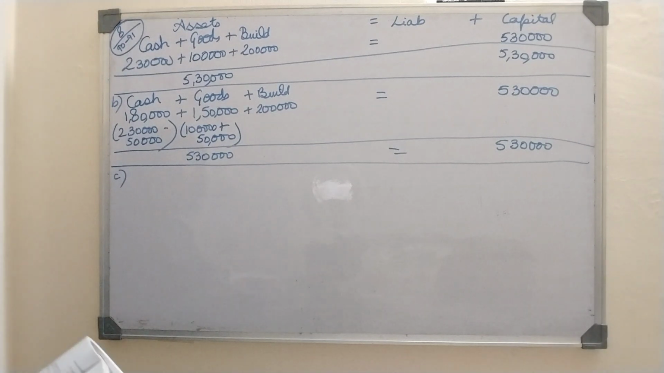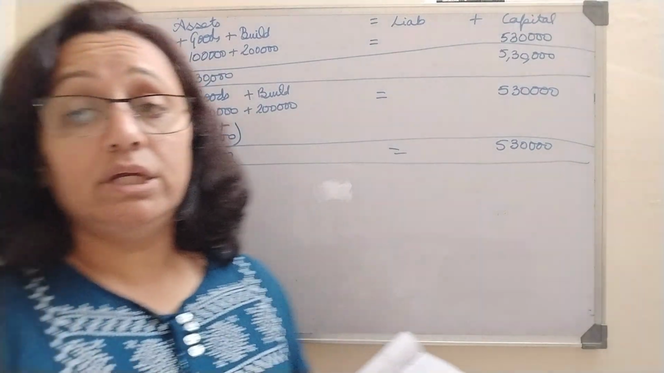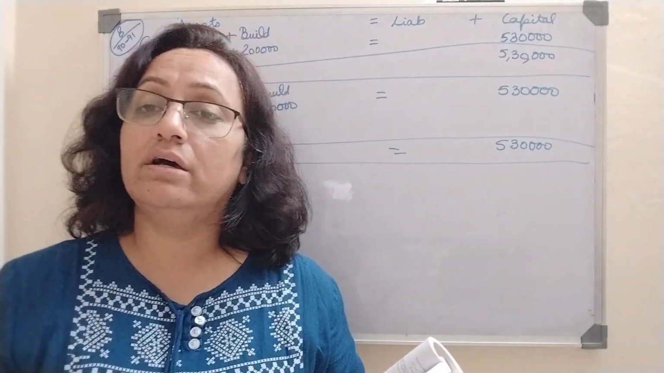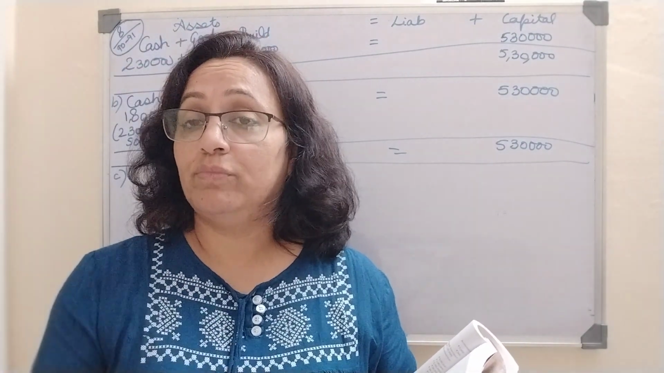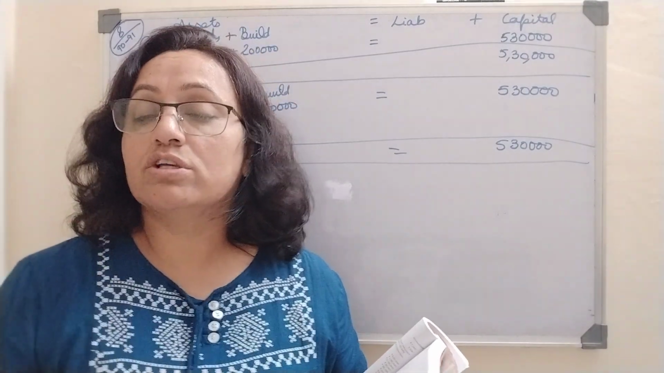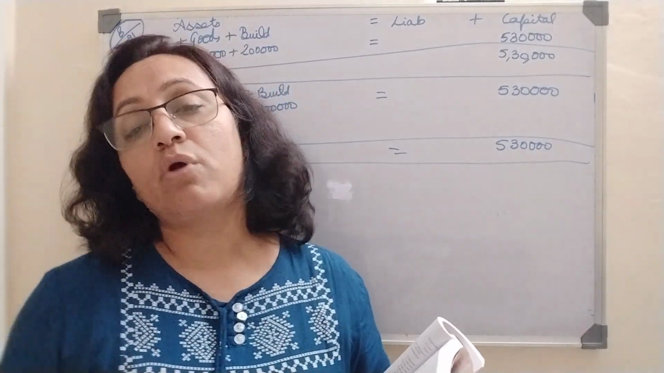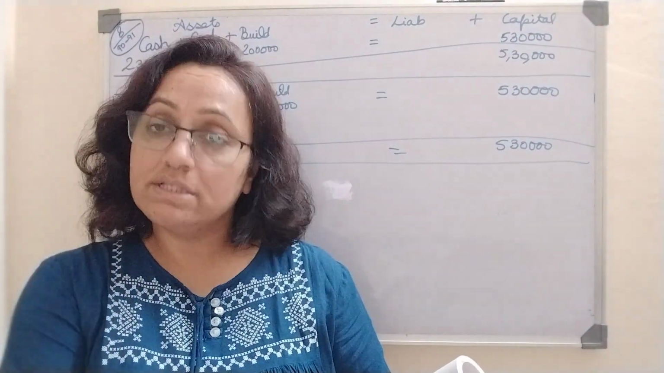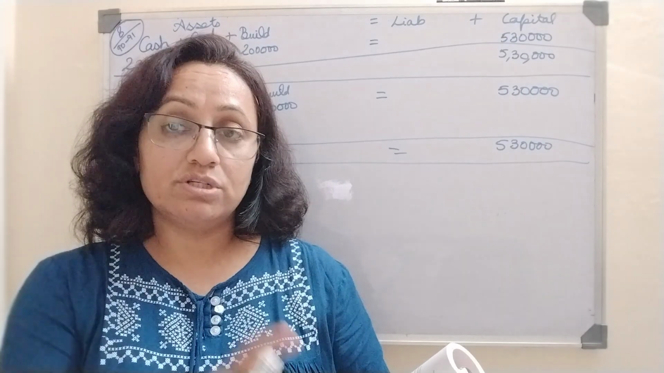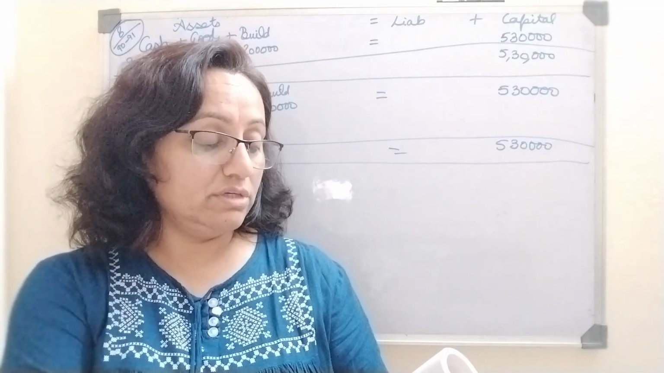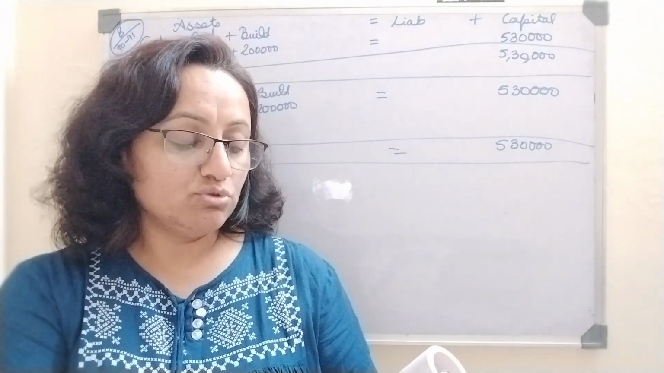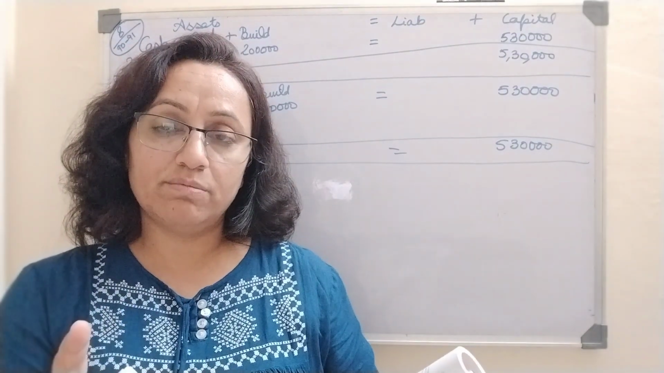The C part says he sold goods costing 20,000 for 35,000. It has already been told in the previous questions also. We have learned in the math profit and loss chapter that whenever cost price is lower than selling price, it is profit. So the cost price was 20,000, but he sold for 35,000. So how much is the profit?